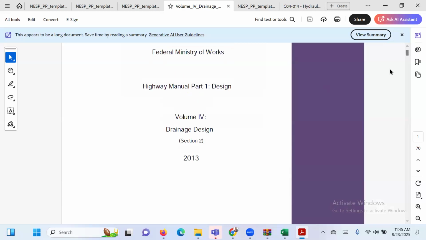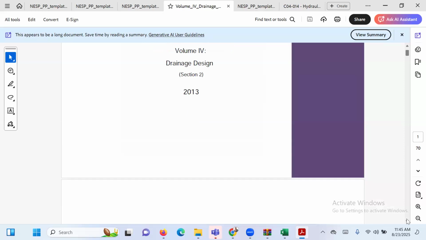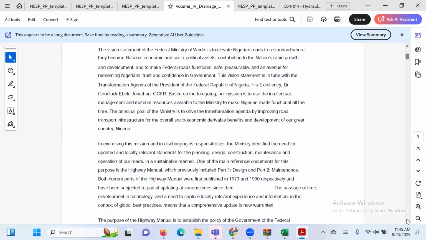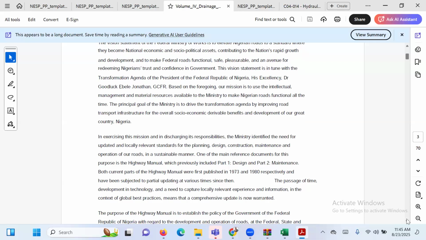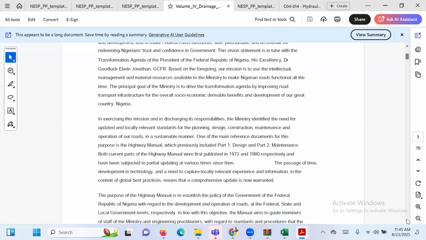Look at it, drainage design, Federal Ministry of Works, Highway Design Manual, Highway Manual Part 1. You need it. Because the last design I did some time ago, there was no value for Abuja. So I interpolated the value I got for Kogi and the value I got for Kaduna, and I used it. And that is about 140 millimeter per hour for a 25-year storm for Abuja.